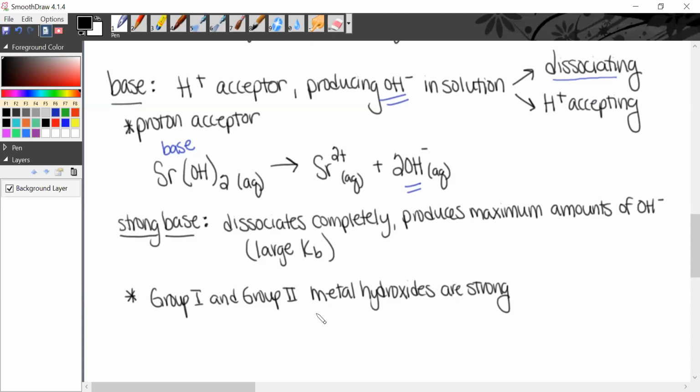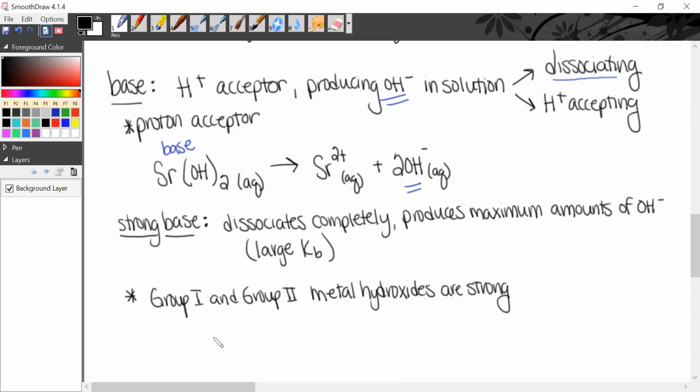It's more like the heavier group 2 metal hydroxides. Again, these are relative numbers based on their KB values. You could look up their values in the back of the book. None of these strong bases are listed on page 657, like I was talking about, but you get the idea. Group 1 and group 2 metal hydroxides are strong. They produce lots of OH minus.